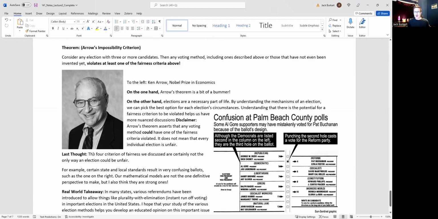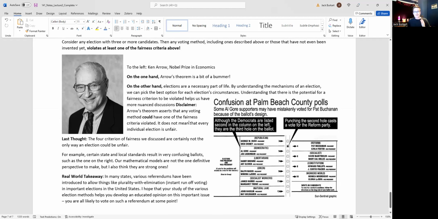So just one last thought. We've discussed some mathematical ideas for fairness, but the 4 criteria of fairness we discussed are certainly not the only ways that an election could turn out to be unfair. For example, certain state and local standards result in very confusing ballots. I found one of these Florida ballots right here, and what happened with these ballots is it was very confusing how to select each candidate. If you're voting for a Republican candidate, you might accidentally vote for a Reform candidate, or you might accidentally vote for a Democrat or a socialist when you were trying to vote for either one of these. So certain state and local standards can result in very confusing ballots.